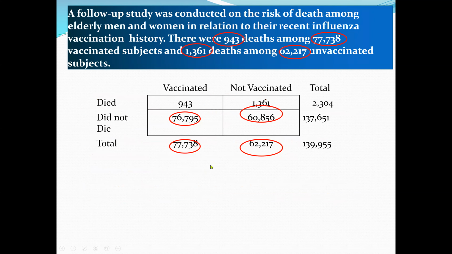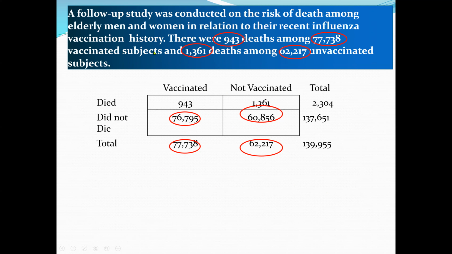So step 1, we get the table together. That's the data here. Among those who are vaccinated, those who died were 943. The total was given to us to be 77,738. So if I subtract 943 from 77,738, I get 76,795, which means those who are vaccinated and did not die is 76,795.